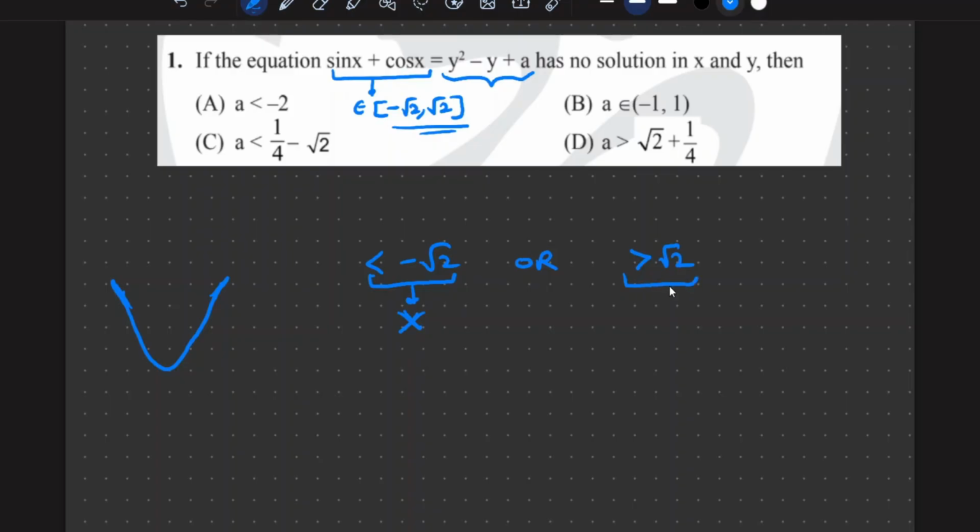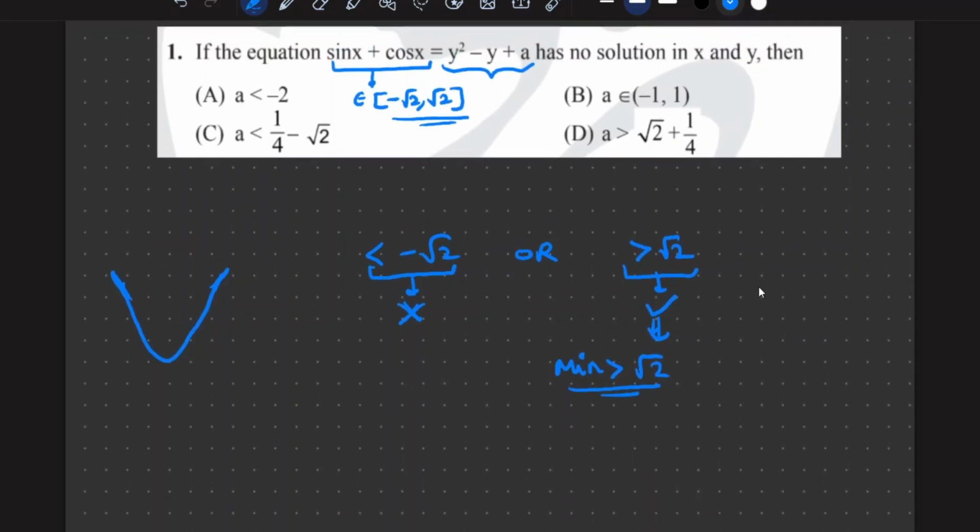So this case may be possible. So when is this case possible? When the minimum value of the quadratic is greater than root 2, then only it is possible, right? Where does the minimum value of the quadratic occur? I can also say that the minimum value of quadratic is minus D by 4a, but here it is more convenient to substitute x equal to minus b by 2a, and from there I manipulate.